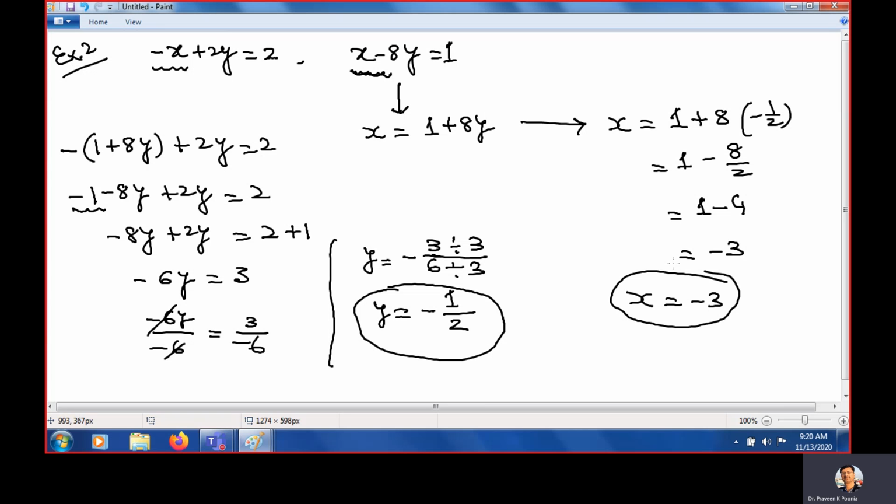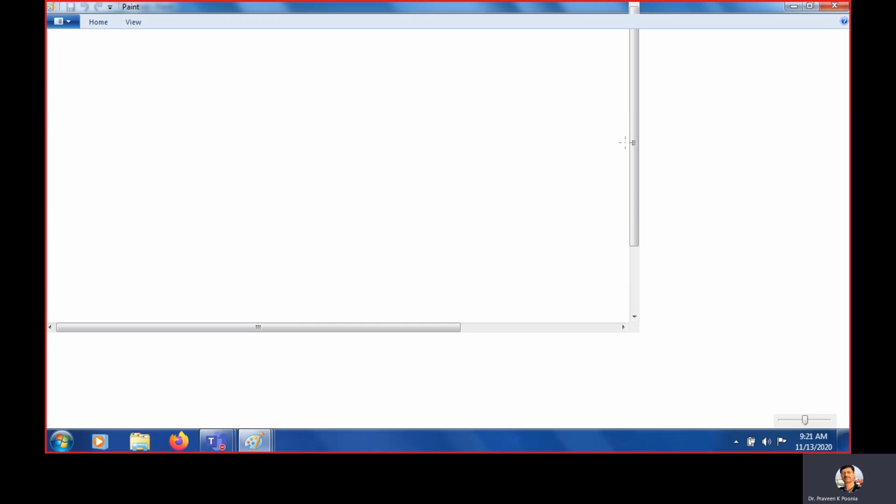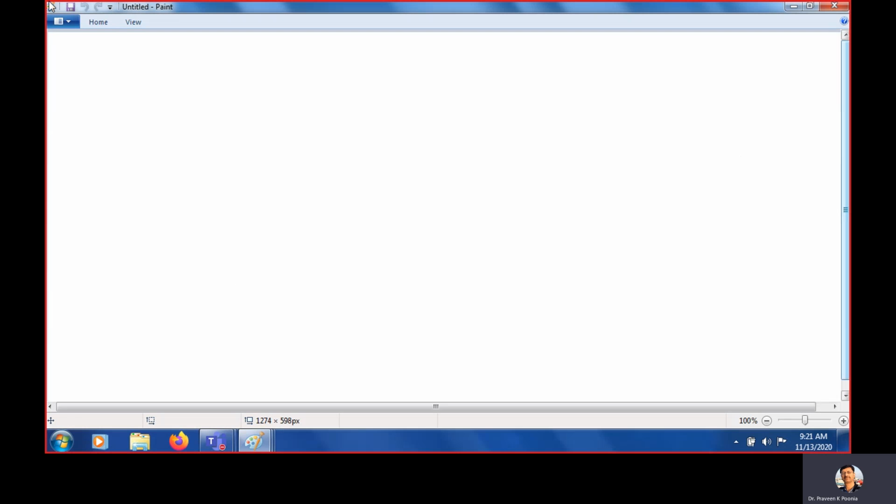So this method is very easy as compared to graphical method. But my dear friends, graphical method is also very important, because in the 8th week we will learn so many graphical questions on the basis of inequalities. So you need to practice method number 1 also. Okay, now we'll move to method number 3.